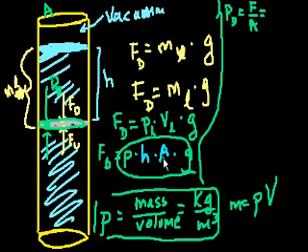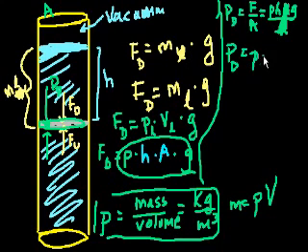So essentially, we can just get rid of the area here, right? So it equals rho times h times A times g, divided by A. So get rid of the A's in both situations. So the downward pressure is equal to the density of the fluid times the depth of the fluid, essentially, or the height of the fluid above it, times the gravitational constant, rho h g.